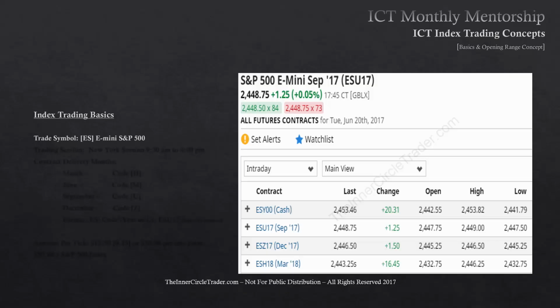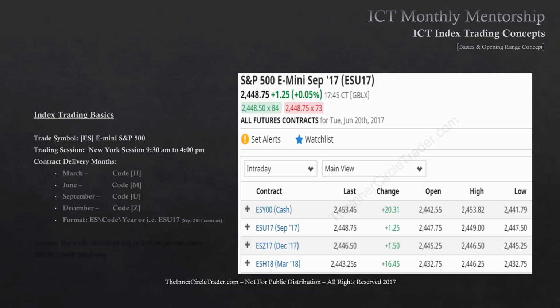The trade symbol for the E-mini S&P is ES, which stands for the E-mini S&P 500. The trading session we're going to be focusing primarily on is the New York session, specifically keying in on 9:30 a.m. to 4 p.m. New York time.